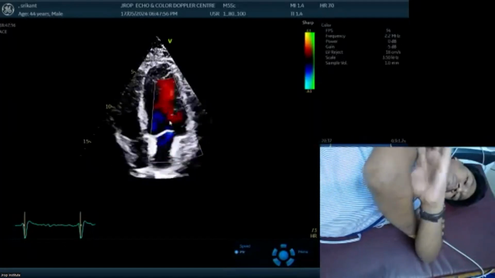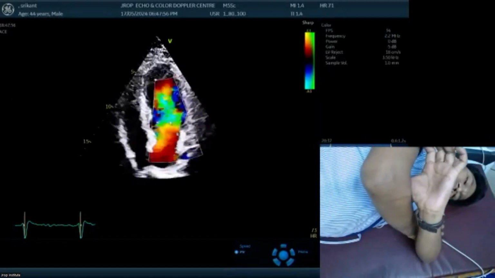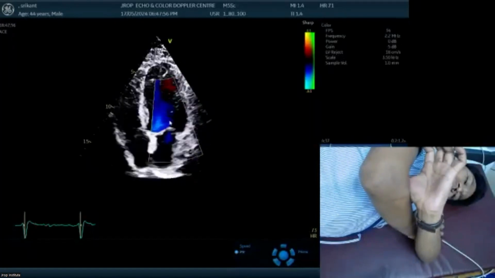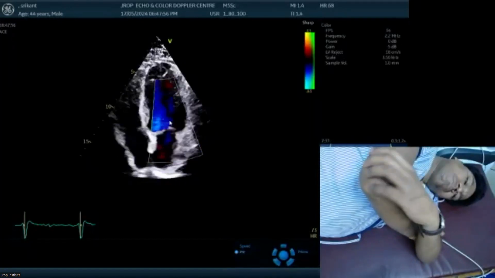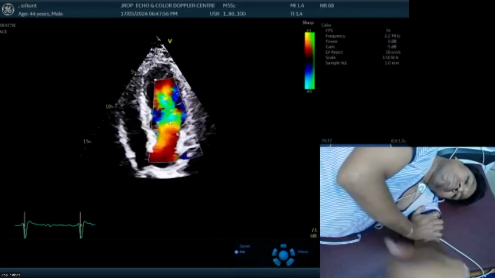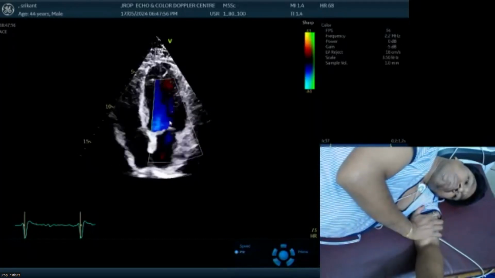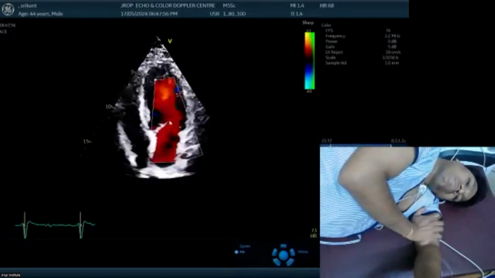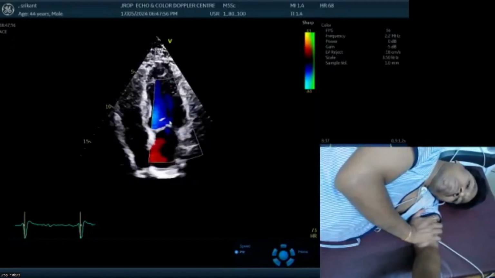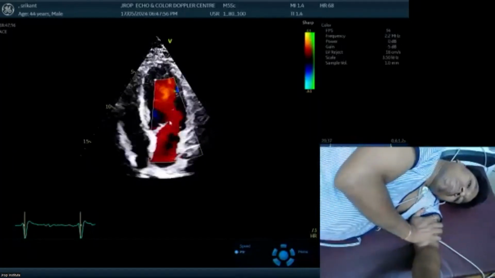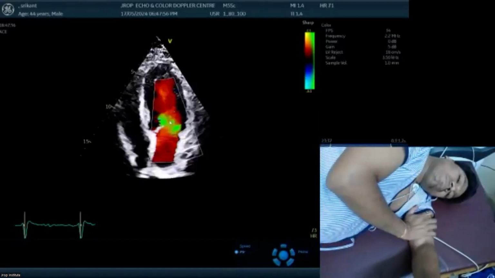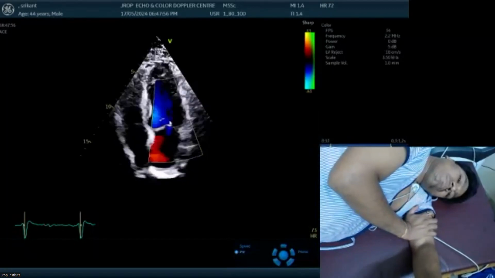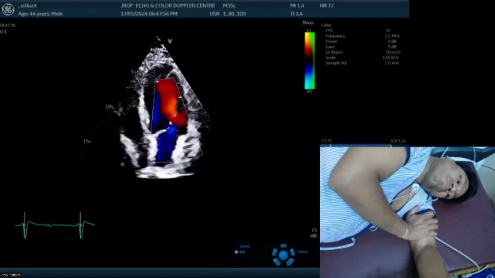Sir, if there is no TR, how do we calculate pulmonary artery pressure? Beautiful question. Who is this? Dr. Samsul Kumar. Yes, Dr. Samsul, it is said in life, if you cannot see a TR, it means you are hungry, or hunt for food, first hunt for a TR.